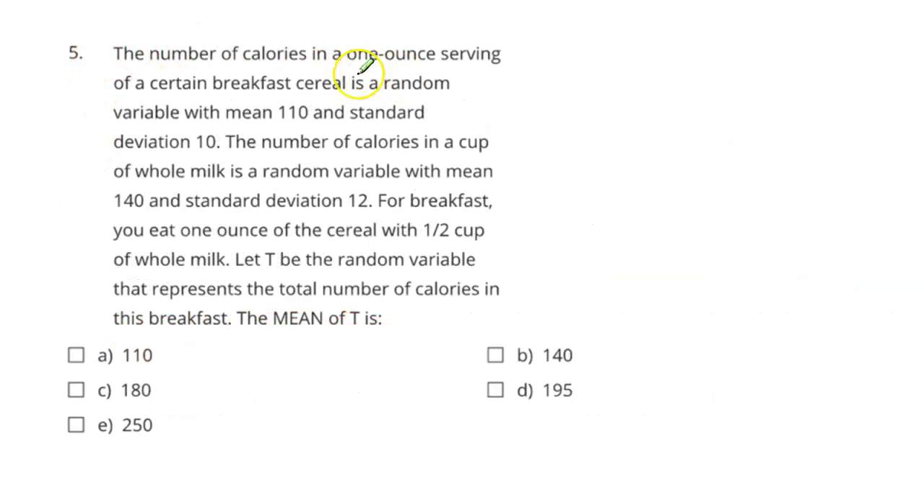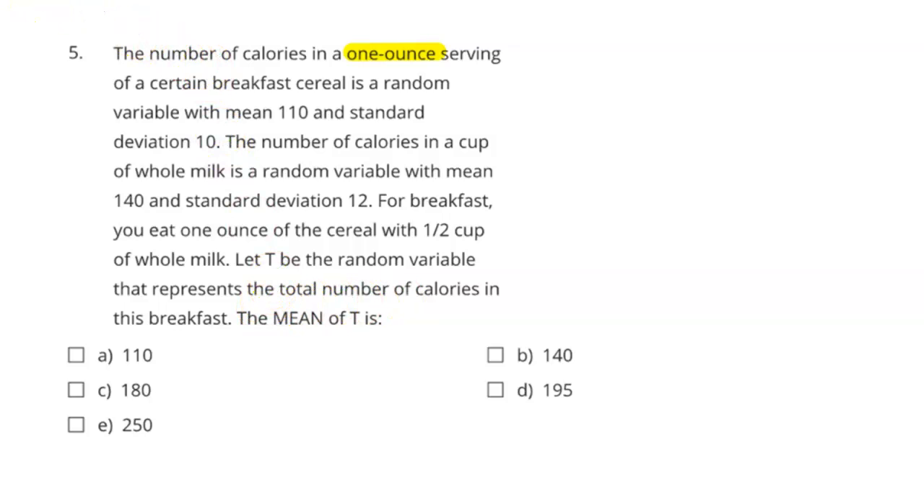All right, moving forward. Question number 5, it talks about the number of calories in a 1 ounce serving of breakfast cereal. I don't know who would eat only 1 ounce of breakfast cereal in a sitting. That seems like a psychotic thing to do, but whatever. The random variable has a mean of 110 and a standard deviation of 10. And we know that the number of calories in a cup of whole milk has a mean of 140 and a standard deviation of 12. For breakfast, you're going to eat 1 ounce of the cereal with 1/2 cup of whole milk. And T is the random variable that represents the total number of calories in the whole breakfast.